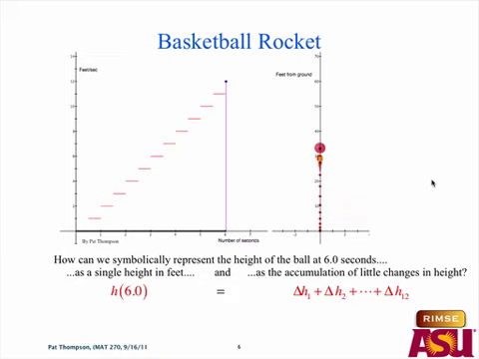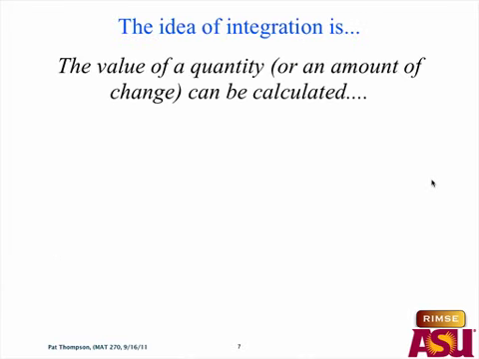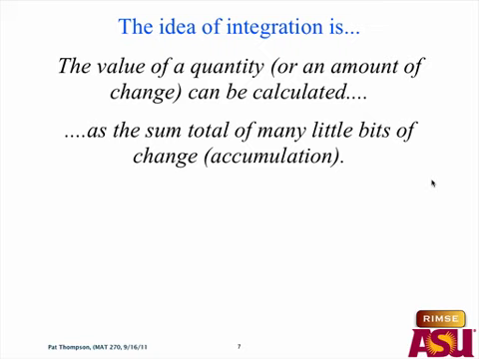Integration is accumulating little bits of a quantity to get the total amount. So the value of a quantity, or an amount of change of that quantity, can be calculated. This is what we're talking about. How can it be calculated? Yeah, by summing up little bits at a time of that quantity, as the sum total of many little bits of change, and that's accumulation.